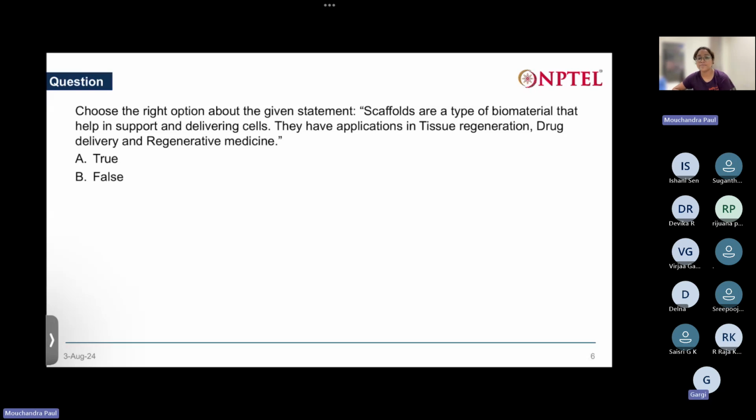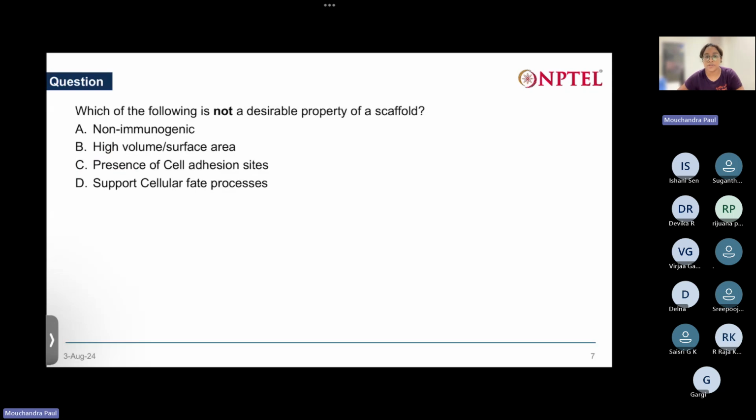Please speak up, I expect the answers from you. True. All right, you are correct, I guess Gargi spoke. It is true. It's very self-explanatory. I just explained what a scaffold is and what the function of a scaffold is, and this question is all about that. Then moving on to the next question.